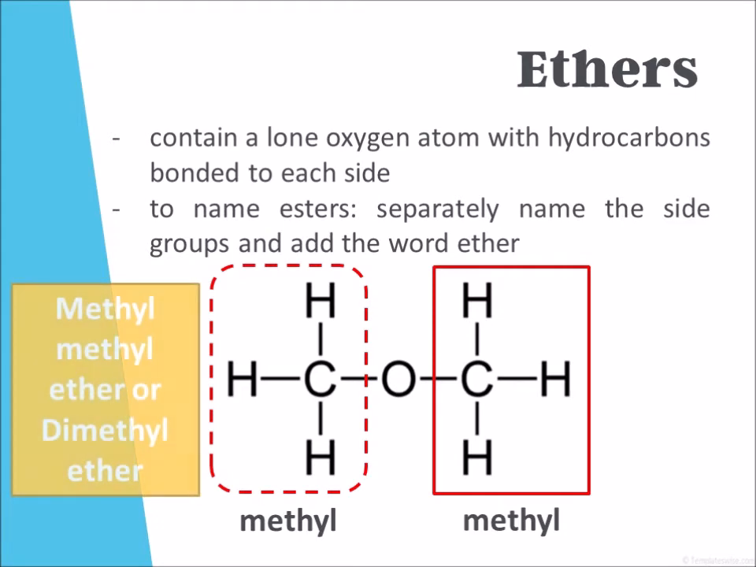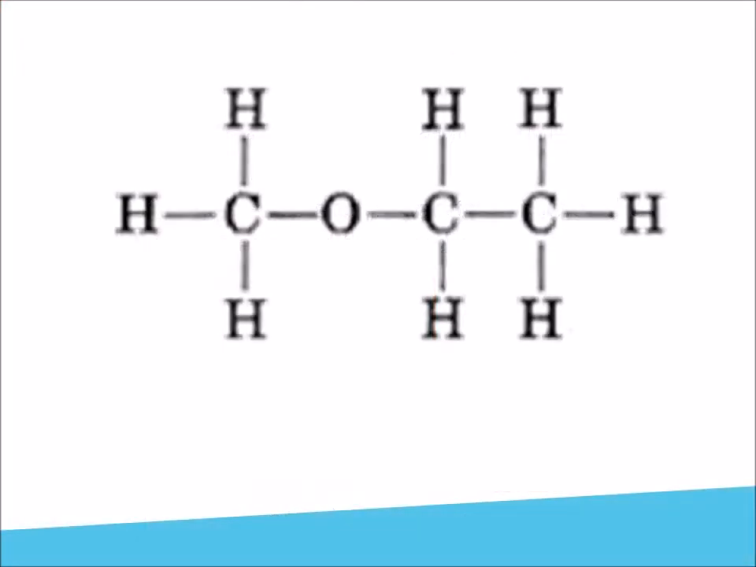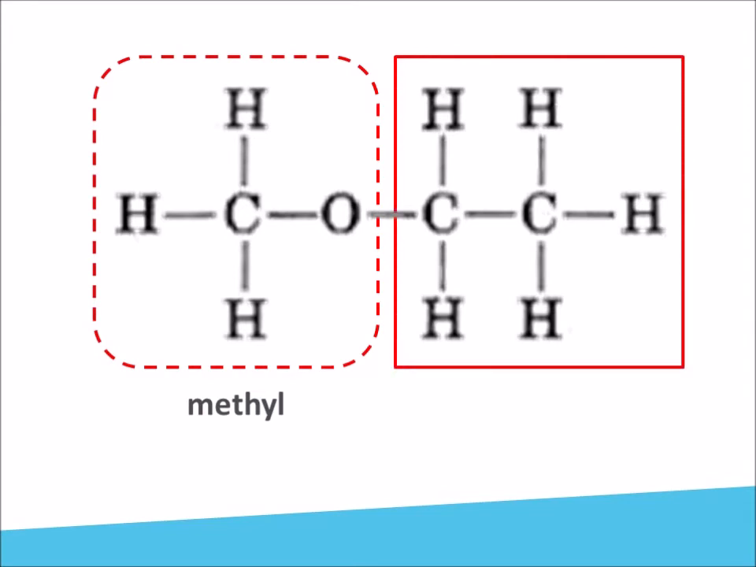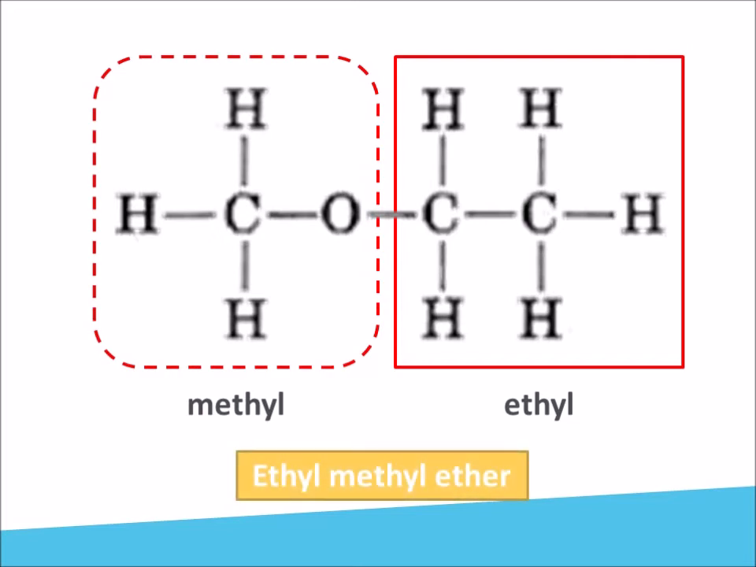We use the prefix di to indicate that there are two methyls present. Next, we have a methyl, since we only have one carbon on the left side group. And we also have an ethyl because the other side group contains two carbon atoms. After naming the respective side groups, we are now going to arrange them alphabetically. So, this compound will become an ethyl-methyl ether.